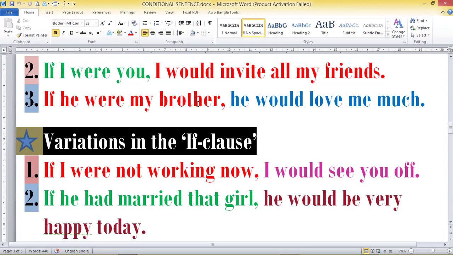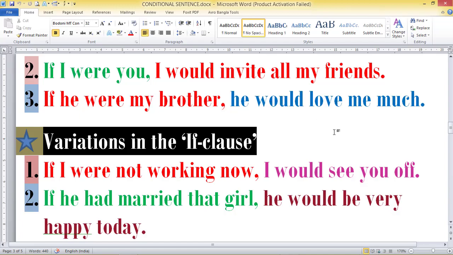And in the main clause, you see after the subject we have used would plus the first form of the verb, that is the present infinitive. You can also use after the subject should, could, might also, then the first form of the verb.